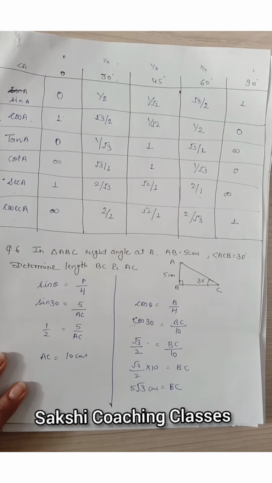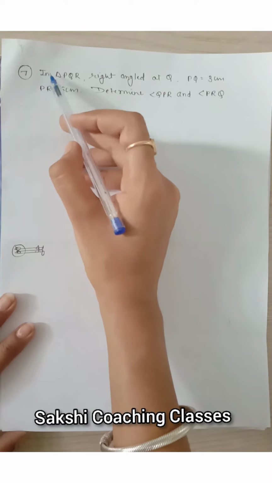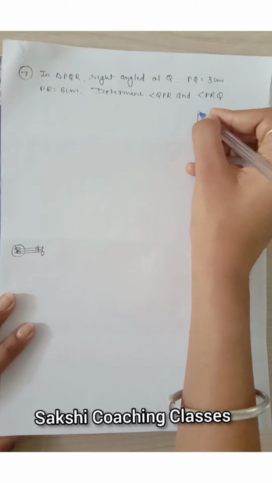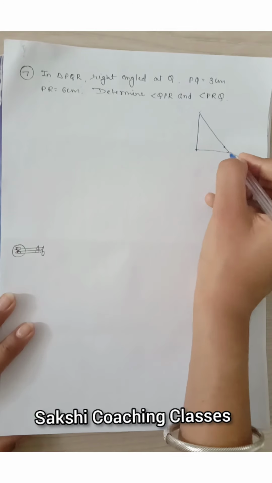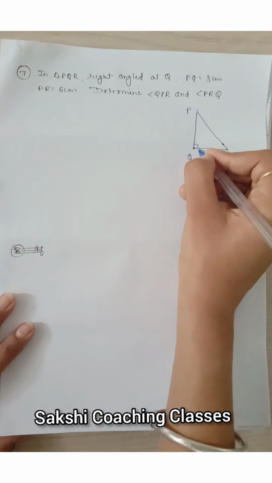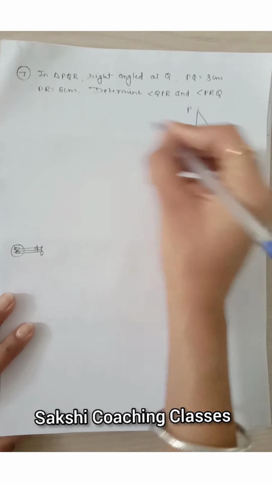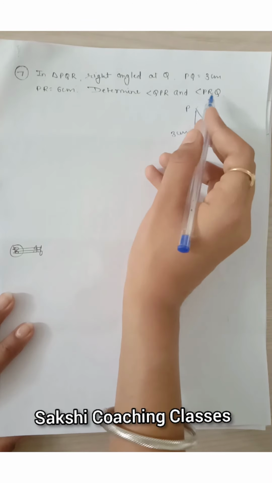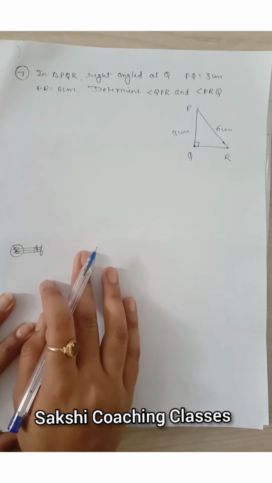Now come to example number 7. In example number 7, triangle PQR is given. Right angle is at Q. PQ is 3 centimeter and PR is 6 centimeter. You have to find the angles QPR and PRQ.